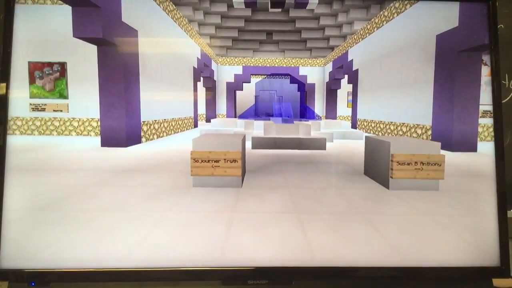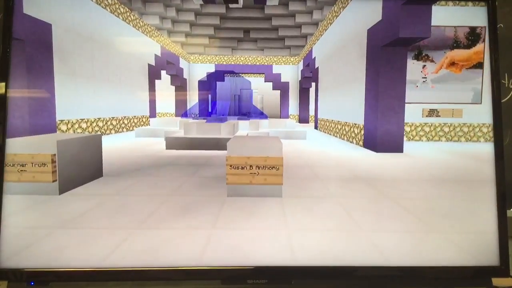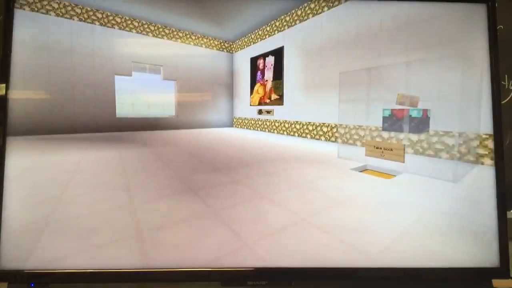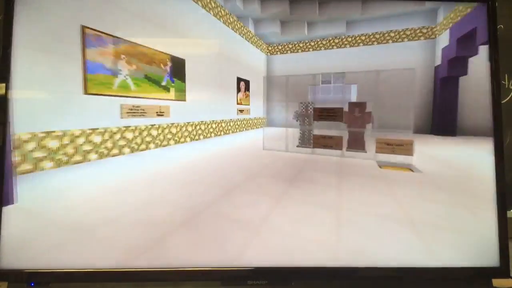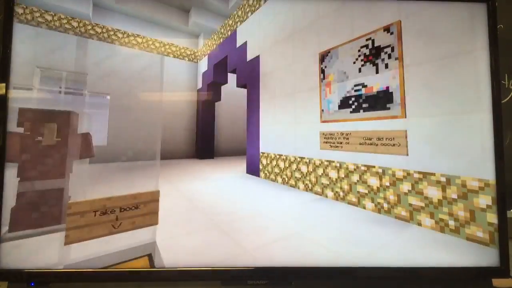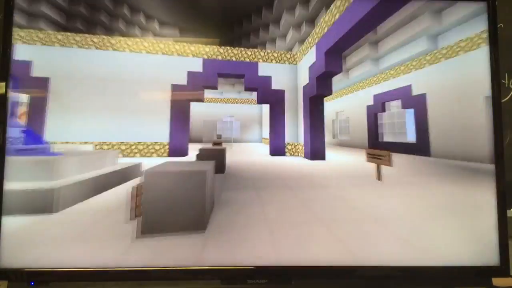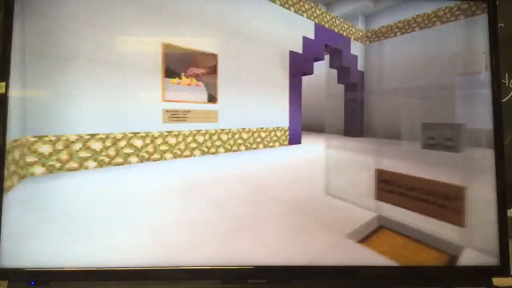First we have Sojourner Truth, who was the minority of the mid-1800s. We have Susan B. Anthony, our famous woman, who fought for women's rights. Ulysses S. Grant is the famous war general. The pictures obviously aren't real pictures, but they're similar in aspects. They're somewhat the closest I can get. And over here we have Abraham Lincoln, who's a very popular president.